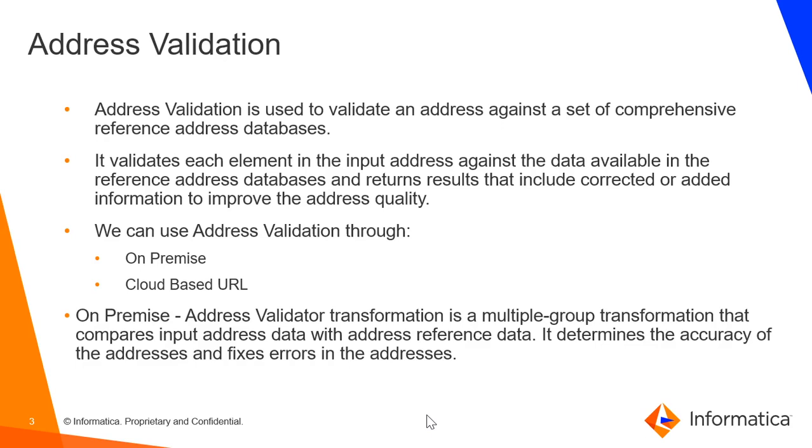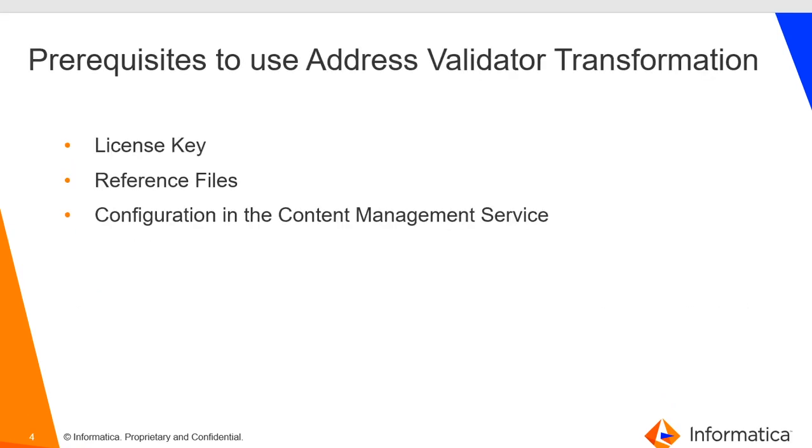The address validator transformation is a multi-group transformation which will take an input as the address and will output the validated address. It is also responsible to determine the accuracy of the address and will fix any errors or will standardize the address according to the postal authorities.